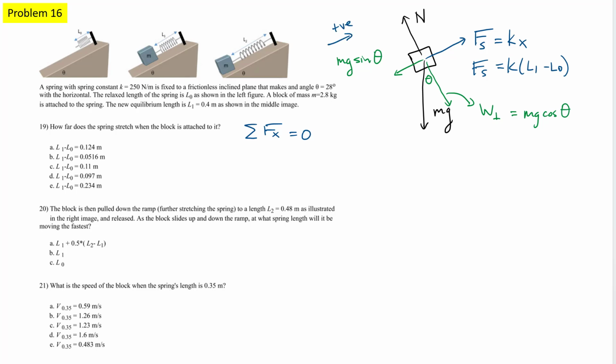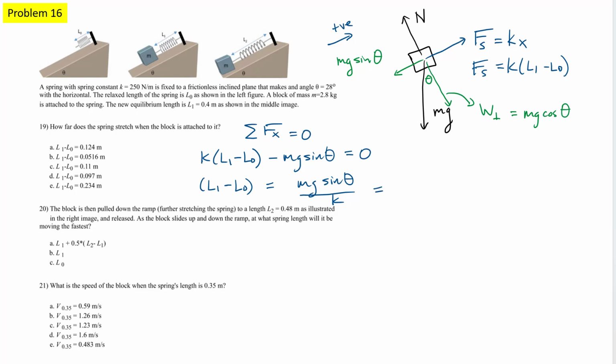So what do we have? That means we have k(L1 minus L0) minus mg sine theta acting down the ramp has to be equal to 0. The magnitudes of both of those forces must be the same. So we get an expression now, L1 minus L0, which is what we're trying to solve for, has to be equal to mg sine theta divided by that spring constant k.